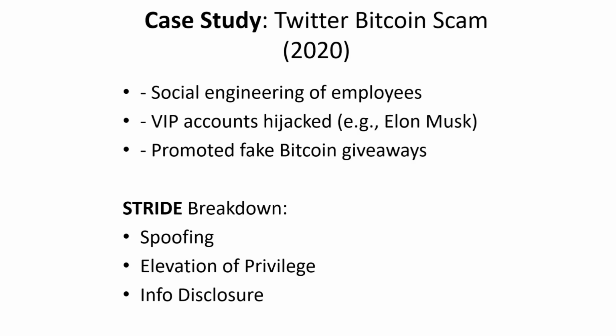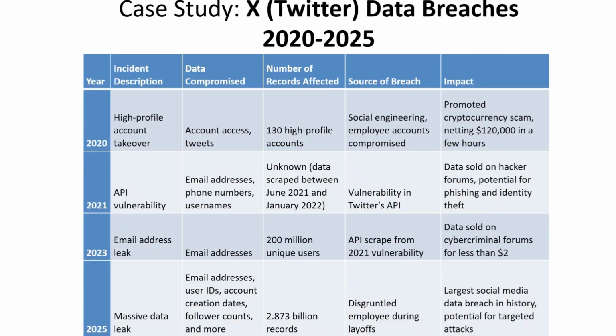Break it down in terms of STRIDE. You see, spoofing was involved. Then elevation of privilege, as you can see, because they took over the account, and information disclosure. They took over a lot of people's accounts and exposed them. So let me give you a map of what happened for Twitter from 2020 to recently, 2025. Let's just look at it. Here we can see 2020 to 2021, then the other attack happened in 2023, then 2025. Anyway, let me just say this: the 2025 breach stands out as the largest social media data breach in history. Just note that, because that's why I decided to pick it out.